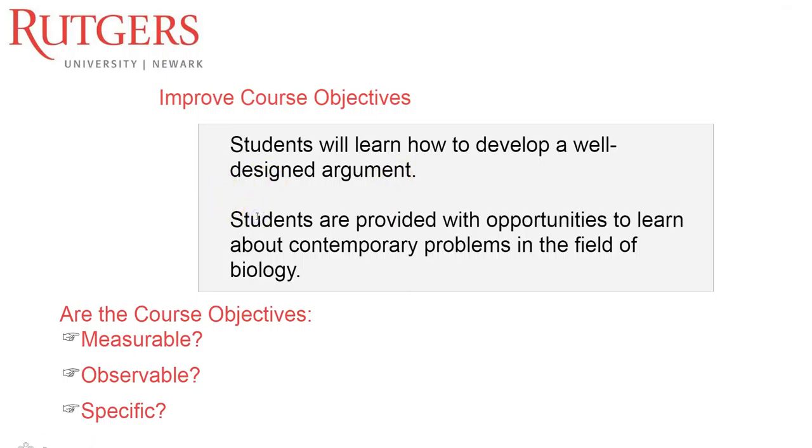Let's look at the second one. Students are provided with opportunities to learn about contemporary problems in the field of biology. Measurable? I don't know. How are you going to measure being provided? Observable? I guess if we convolute it a little bit, is it specific? Do you know what's going to happen as an outcome of this learning objective? How would you improve it?